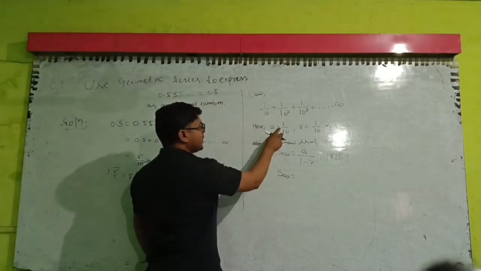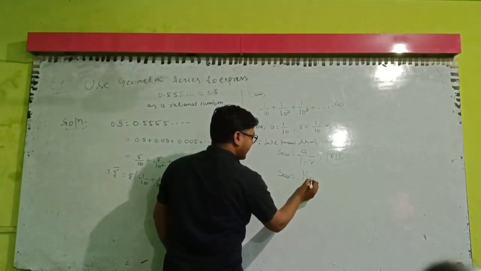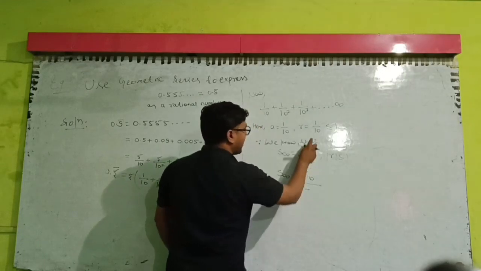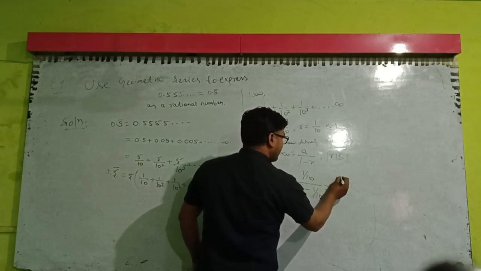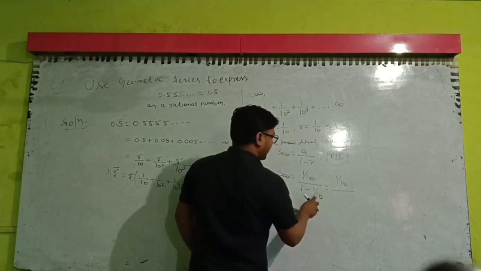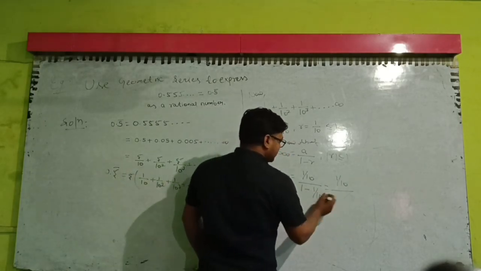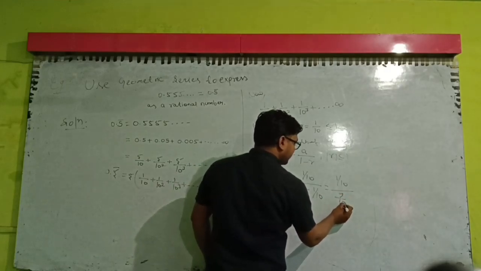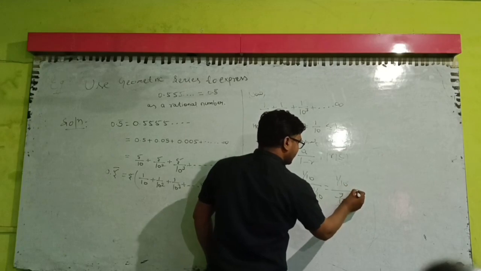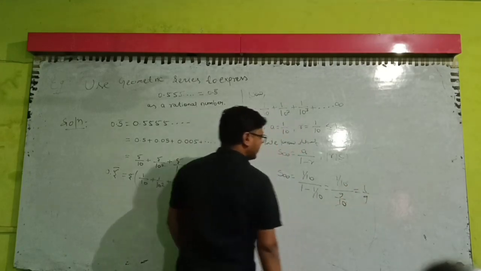What is the first term? 1 by 10. This is 1 by 10 upon 1 minus r. r is also 1 by 10. We use 1 by 10. Here we solve 1 by 10 upon, we take the LCM of that. We get 10 minus 1 is 9 by 10. We remove this 10, we get 1 by 9.